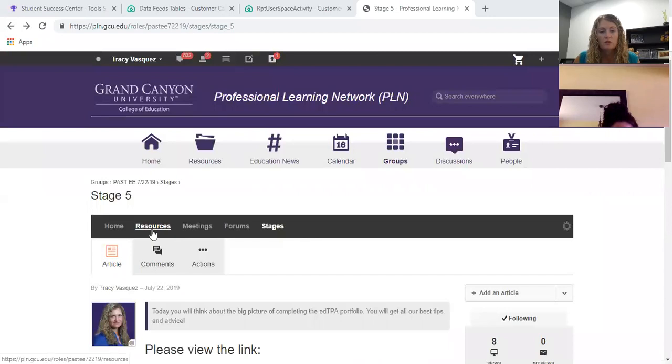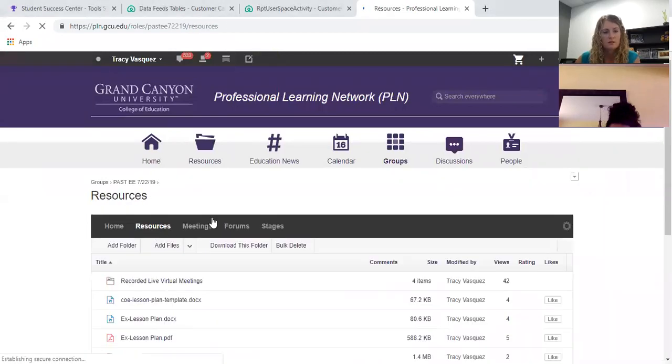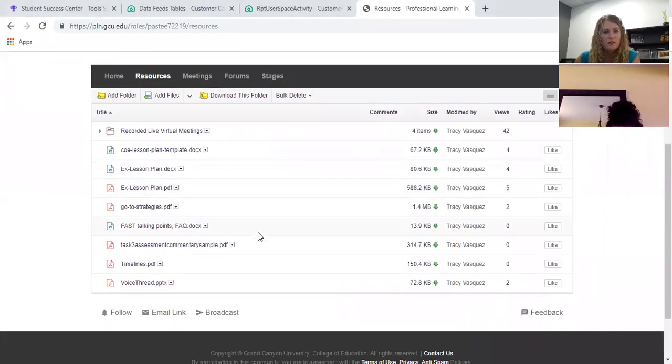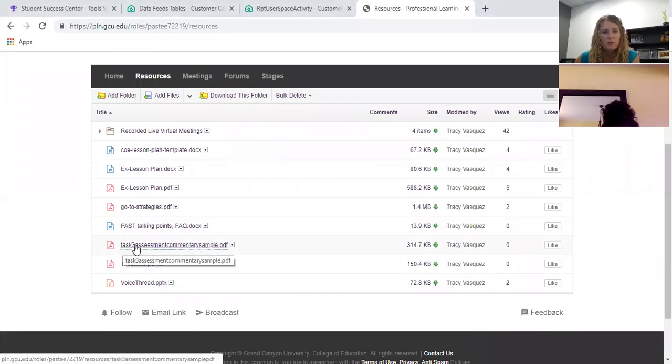So let me stop sharing this for a moment. And I want to share with you where you can find this. So let me go back to our group space. And if you go to resources, and this is the example commentary sample. So it's right down here, task 3 assessment commentary sample. So definitely take some time reading through that. Are there any questions about the commentary sample that I showed you, or any of the commentary pieces that you're going to have to do?